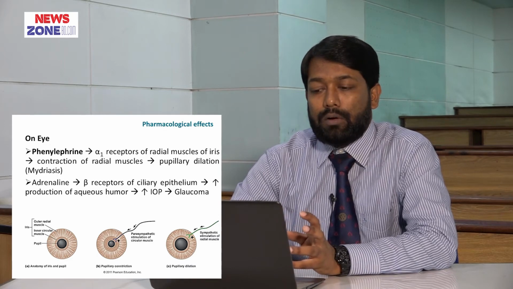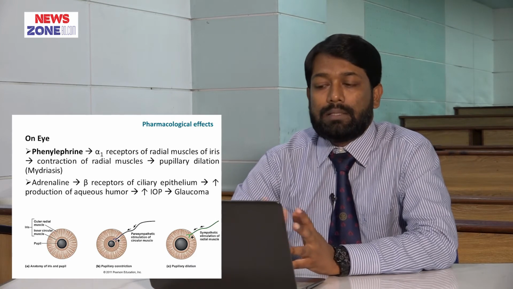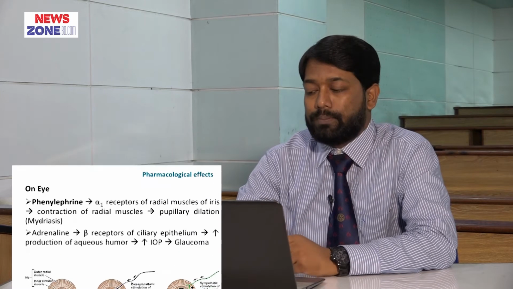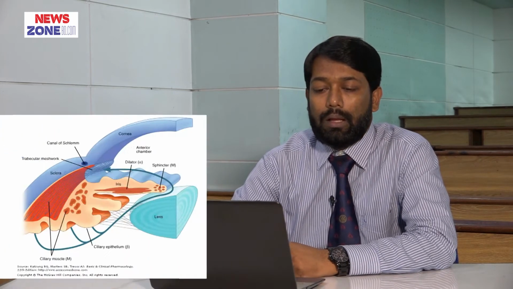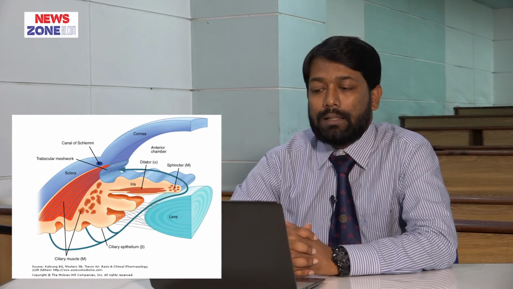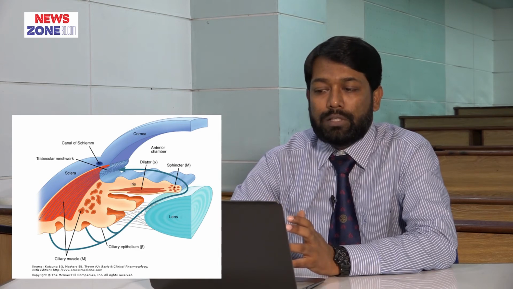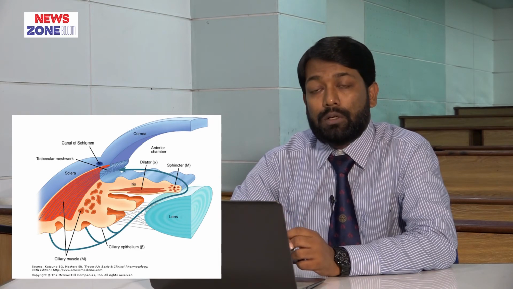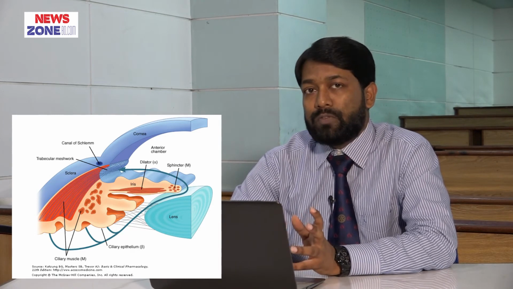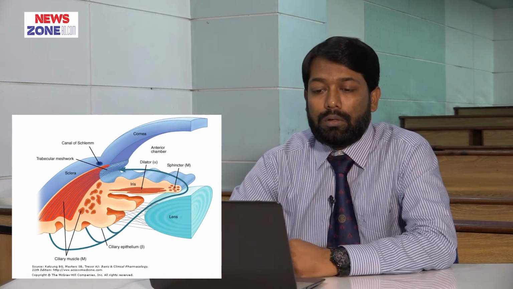There is a figure of anatomy of iris and pupil in the slide. Please study them. A very clear and descriptive picture. There is also this figure from your textbook Katzung, the anatomy of the anterior chamber and the production of aqueous humor and its drainage. Study this figure from your textbook. This is very important for your examination.